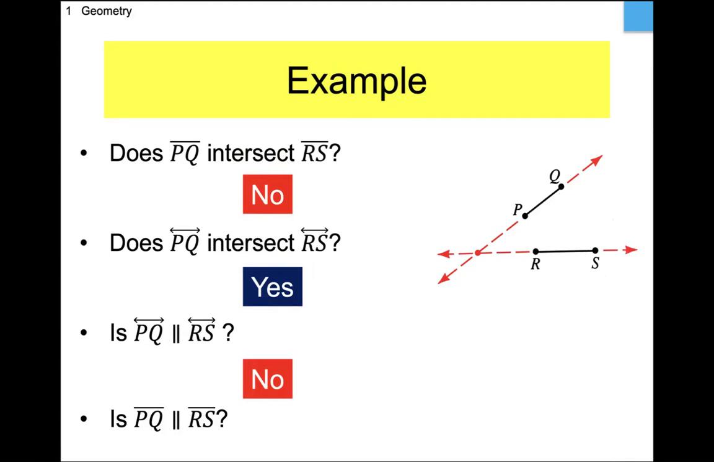So if the lines that contain the two segments, one red one for PQ, one red one for RS, intersect, then we would say the two segments are not parallel. Even though the segments don't intersect, we have to include an additional part of the definition for segments, and that also includes rays. In order for two segments or two rays to be parallel, the lines containing them could not intersect. If that does not make sense to you, replay that statement again.